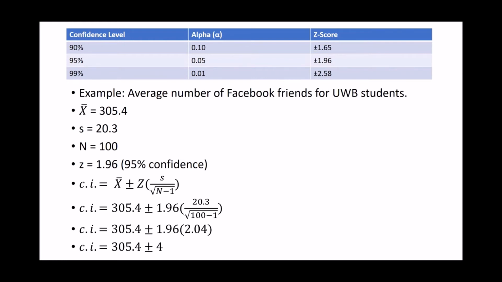So at the end here, we have a confidence interval of a mean of 305.4 plus or minus 4. Now what that means is, at the upper level, our confidence interval is 305.4 plus 4, which is 309.4. At our lower level, we have 305.4 minus 4, which gives us 301.4. So this gives us a range between 301.4 and 309.4.